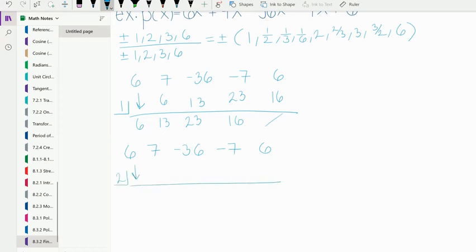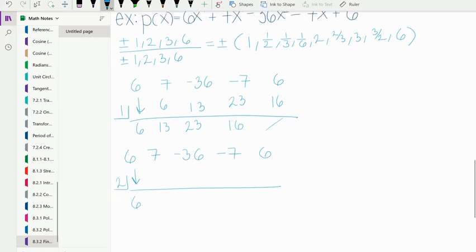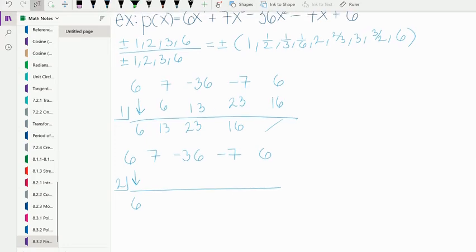You will probably realize that this is not a fun process. It's probably one of the least favorite topics, but it's important. So we bring down the 6. 6 times 2 is 12. 12 plus 7 is 19. 19 times 2 is 38. Negative 36 plus 38 is 2. 2 times 2 is 4. Negative 7 plus 4 is negative 3. This looks good, and we get negative 6.